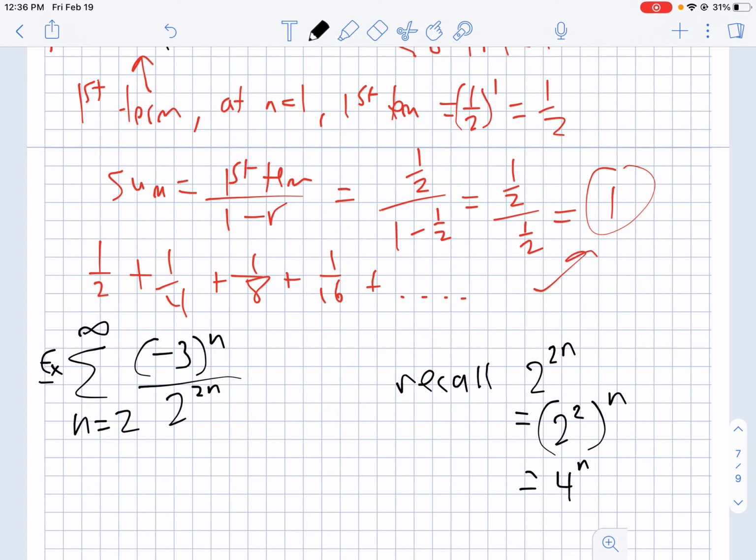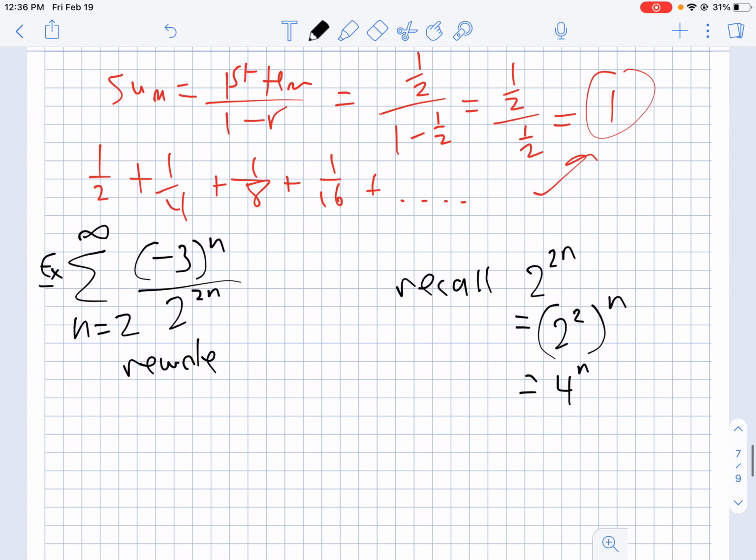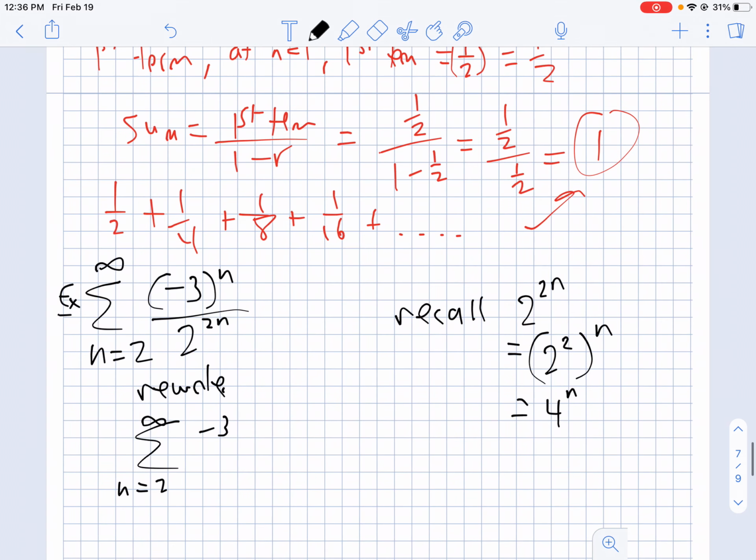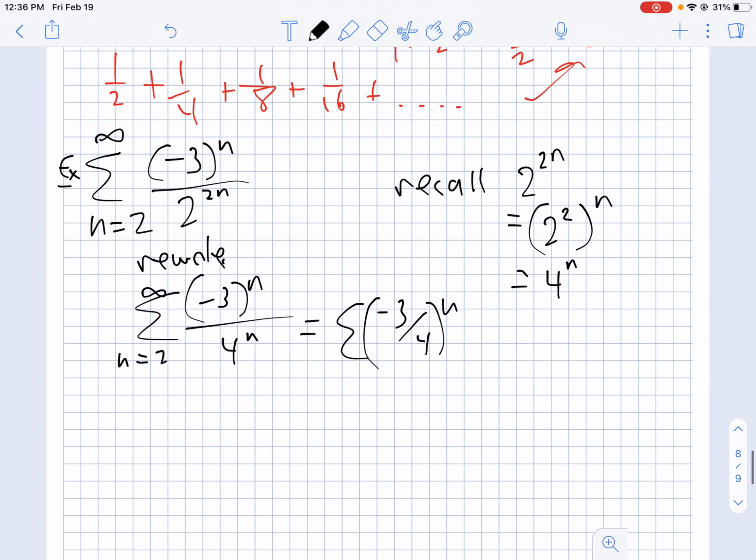Oh, interesting. So what that means is we could rewrite this series, so we want to get it in that nice form. We could rewrite this as the sum from 2 to infinity of -3 to the nth power over 4 to the n, which is the sum of -3 over 4 to the n. So now as you take a look at that, cool. Okay, this is geometric. My r is -3/4.